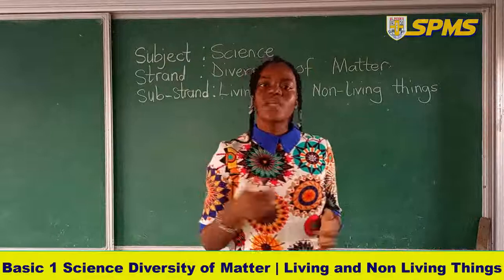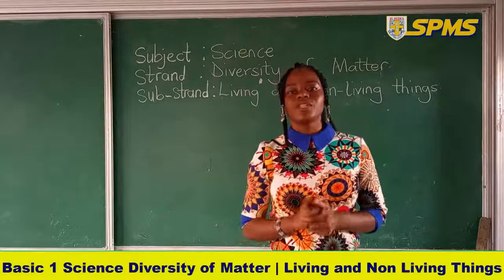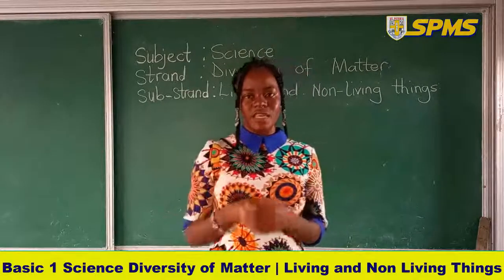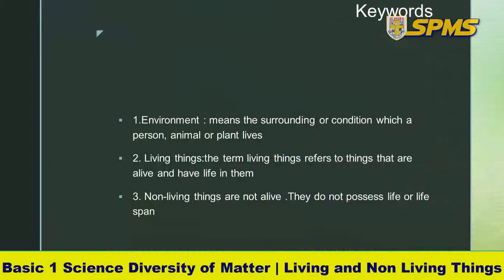So let's quickly go through our definition for living and non-living things. In our keywords, we said living things refers to things that are what? Alive, or they have life in them. They possess life. And non-living things, on the other hand, do not have life in them. They do not possess life or have lifespan.